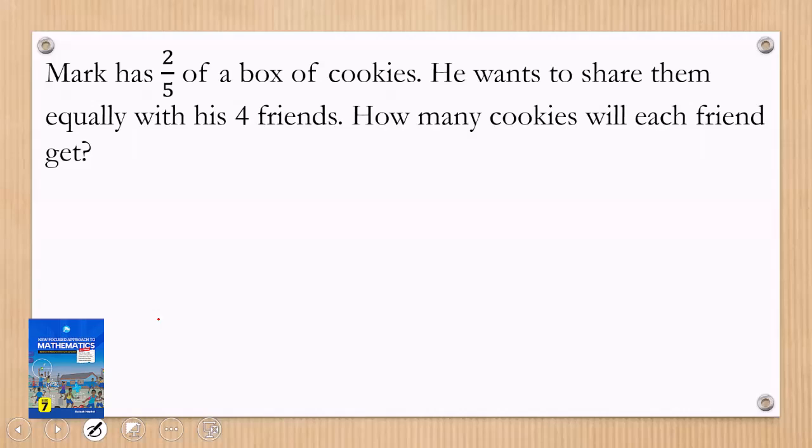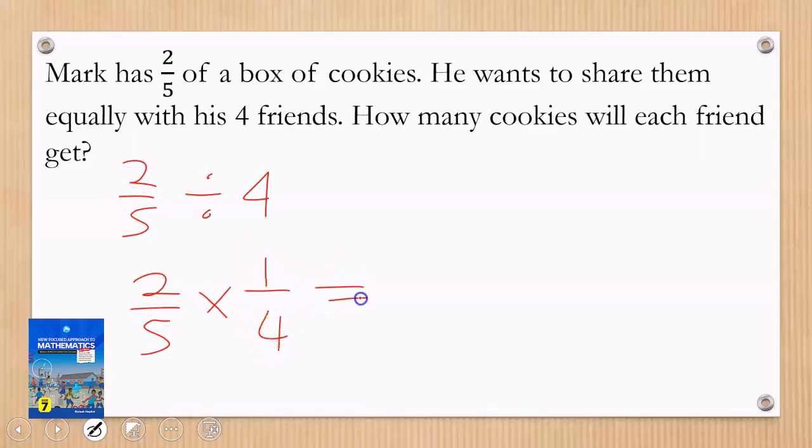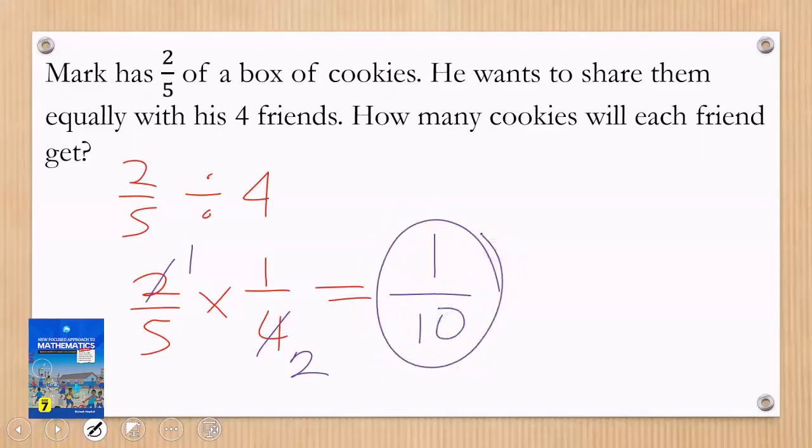Now let's look at this one. Mark has 2/5 of a box of cookies. He wants to share them equally with 4 friends. How many cookies will each friend get? So 2/5 is going to be divided among 4 friends. Once again, we have 2/5, and when we change this to multiplication, we have times 1/4. Again, we can divide 2 by itself as 1, 2 can divide 4 as 2, and so we have 1 divided by 10. That means each friend will get 1/10 of the box of cookies.